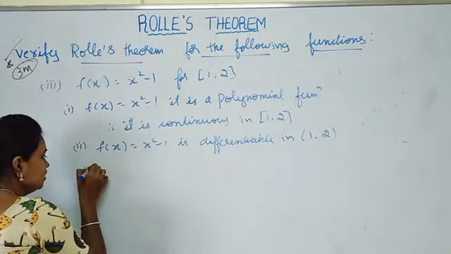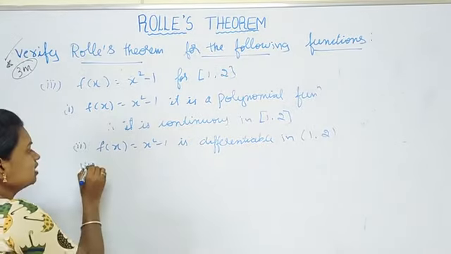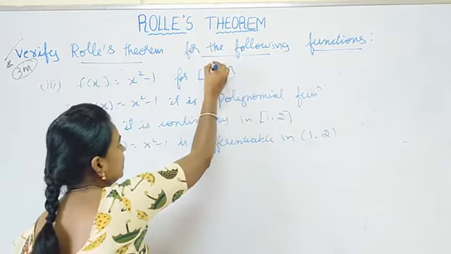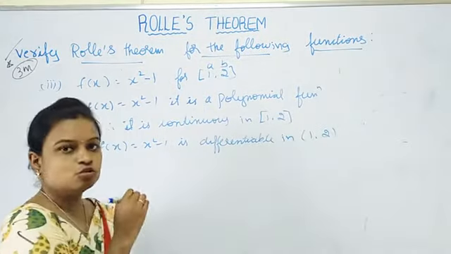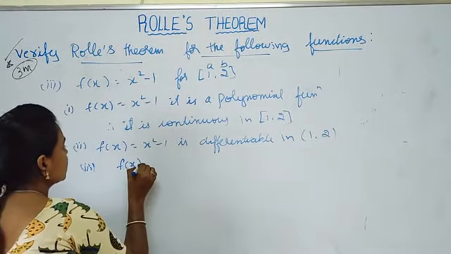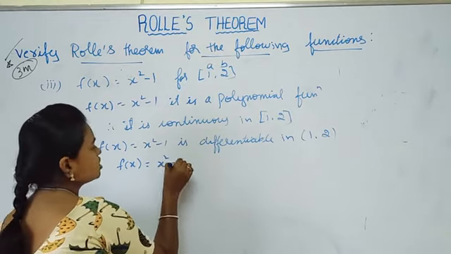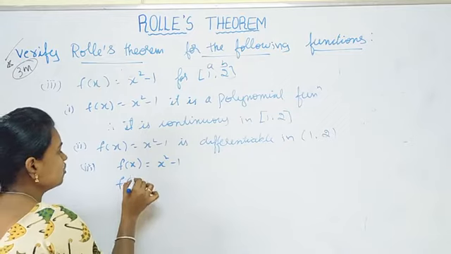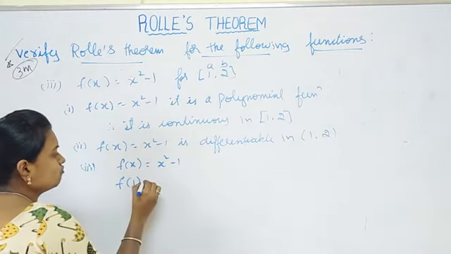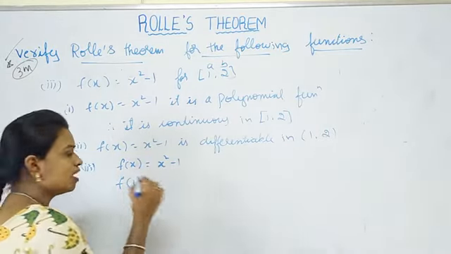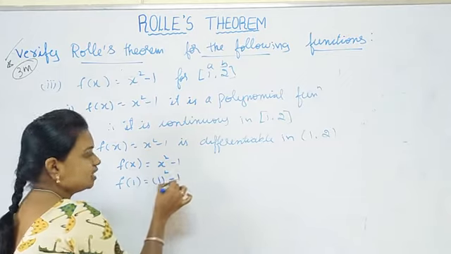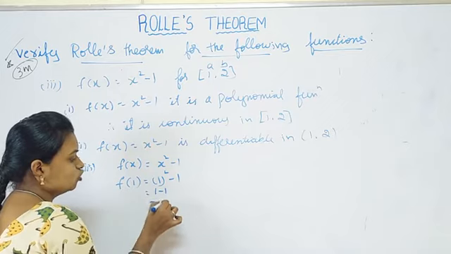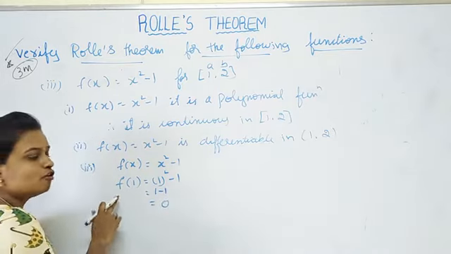So, when we come to the third condition, that is f of a must be equal to f of b. What is the value of a? a is 1, b is 2. So consider f of x again. What is f of x? x square minus 1, right? So find f of a, meaning f of 1. Replace x by 1, that is 1 square minus 1. So what is 1 square? 1 minus 1, that is equal to 0. This is f of 1.